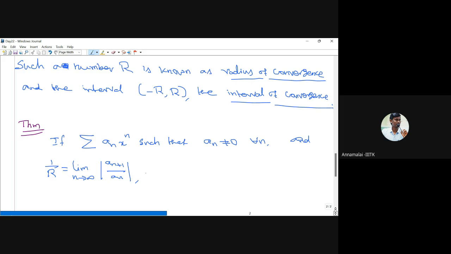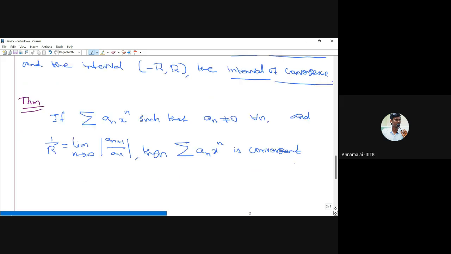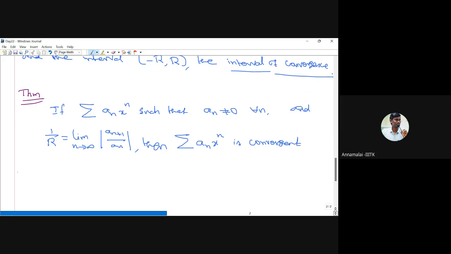Then the series summation an x power n is convergent for mod x less than r, and diverges for mod x greater than r. So this is one theorem to find the radius of convergence, provided all the ans are non-zero.